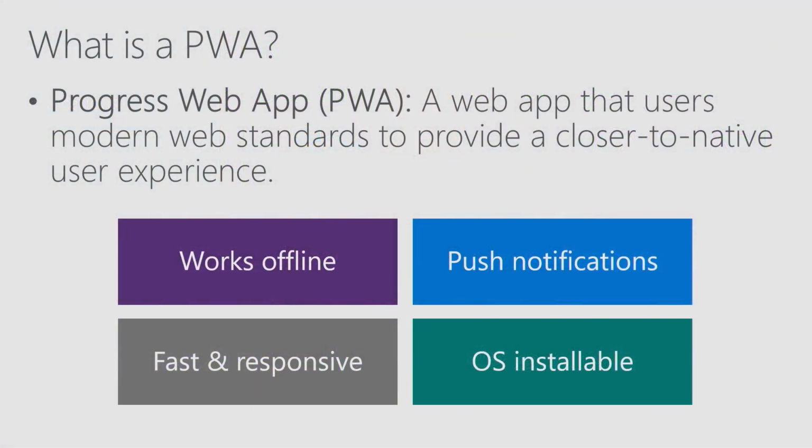What is a PWA? Well, a PWA is just a web app, but it uses modern web standards to enable things like offline support. You add a service worker so that the files can be cached and used even when the browser is not connected. Support for push notifications. PWAs tend to be fast and responsive, so they have that native app-like feel. On some platforms, they can even be OS installable, like you can pin them to your home screen on your phone. Or on Windows 10, you can install them so that they can be run from your start menu.